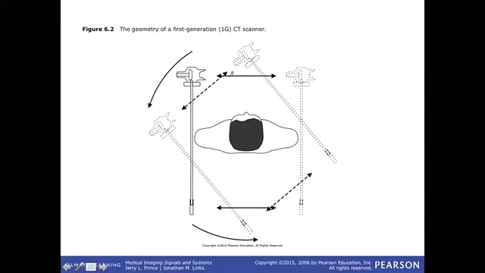We then rotate the whole gizmo, right, and do it again at a different angle. So we're going to take a projection through the patient at a different angle. So we'll look at them from the top, then we'll look at them from the side. And we'll look at them in a whole bunch of angles in between. Okay.